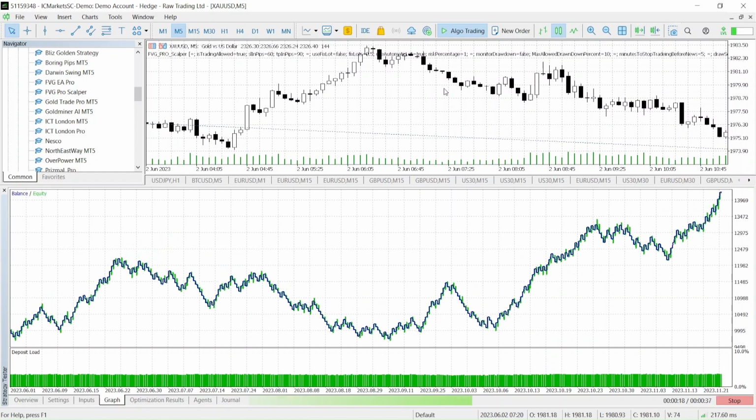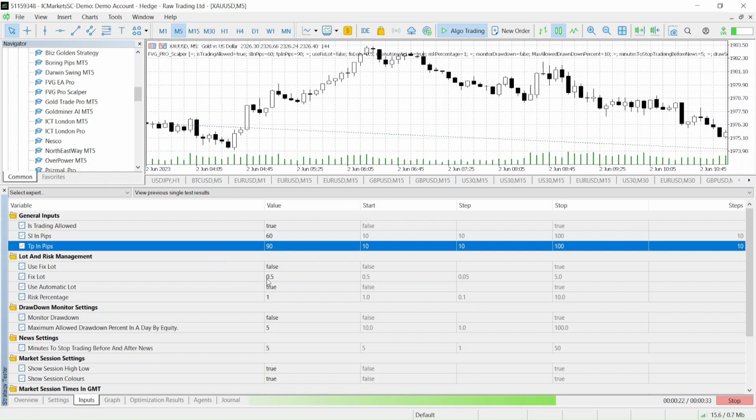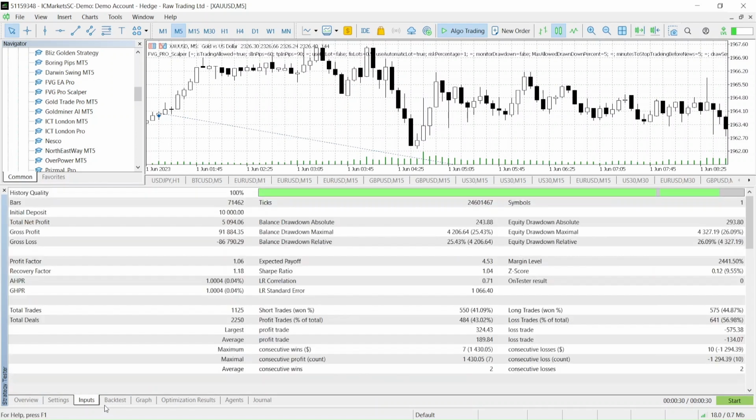I think you can see that the TP is 90 pips and the stop loss is 60 pips. So there is a positive risk to reward, which is very essential in an expert advisor. The principle is that you win more than you lose. So this is a great example. And you can see the history quality is 100%.